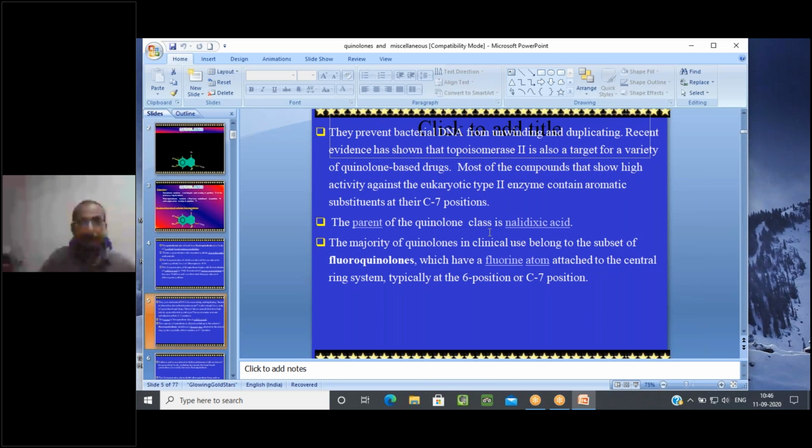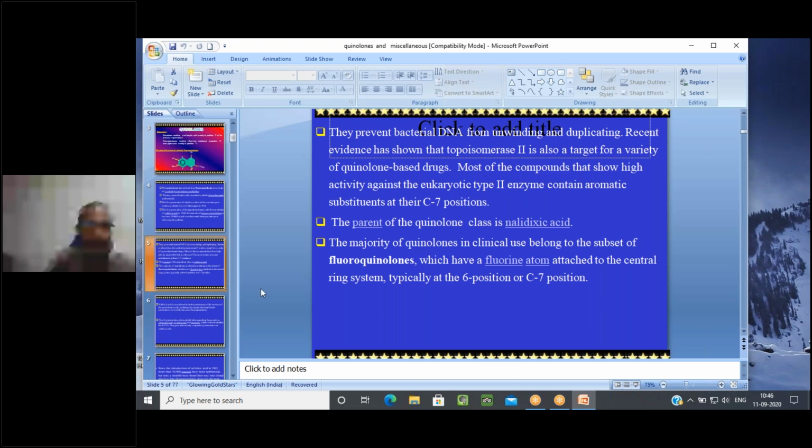The parent of the quinolone class is nalidixic acid, the first drug that was discovered. The majority of quinolones in clinical use belong to the subset of fluoroquinolones, which have a fluorine atom attached to the central ring system, typically at the 6th position or C7 position. Now, nalidixic acid is considered the parent of the quinolone family, including the second and third generations, commonly known as fluoroquinolones.